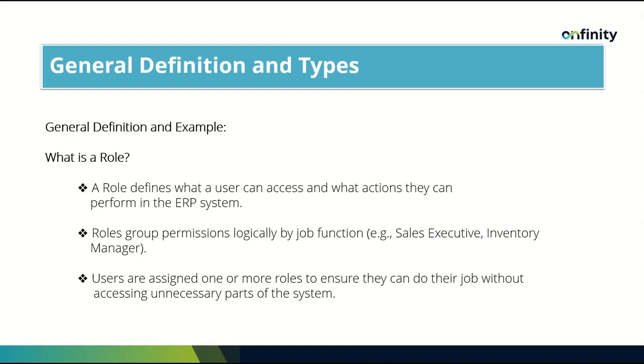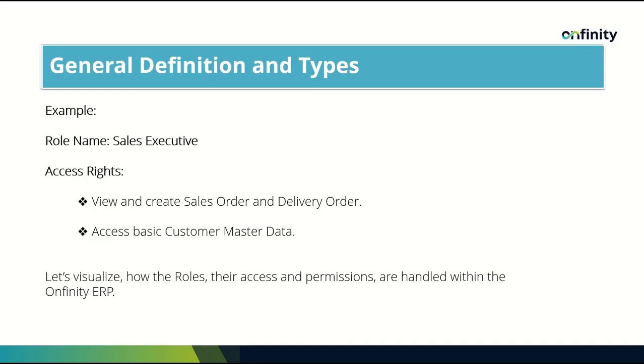Let's understand a general definition of a role in any ERP system. A role defines what a user can access and what actions they can perform in the ERP system. Roles group permissions logically by job function, for example, sales executive or inventory manager. Users are assigned one or more roles to ensure they can do their job without accessing unnecessary parts of the system. For example, with the role name sales executive as part of access rights, this role will be able to view and create sales order and delivery order.